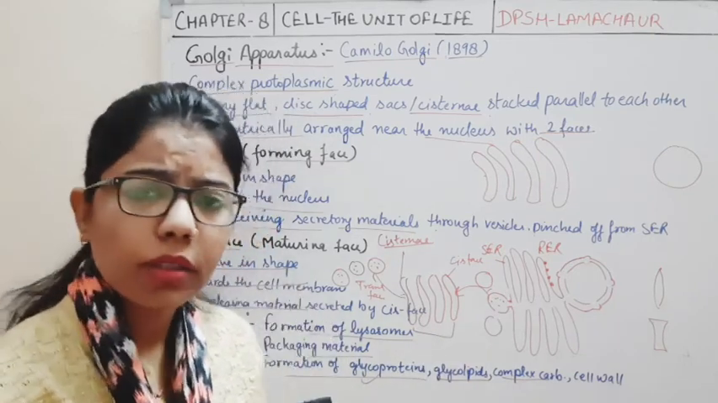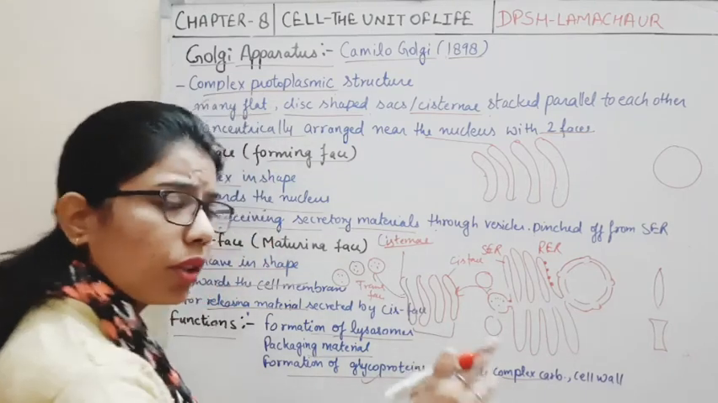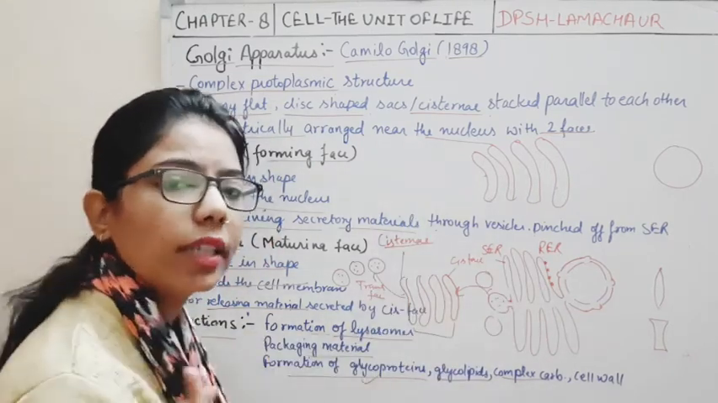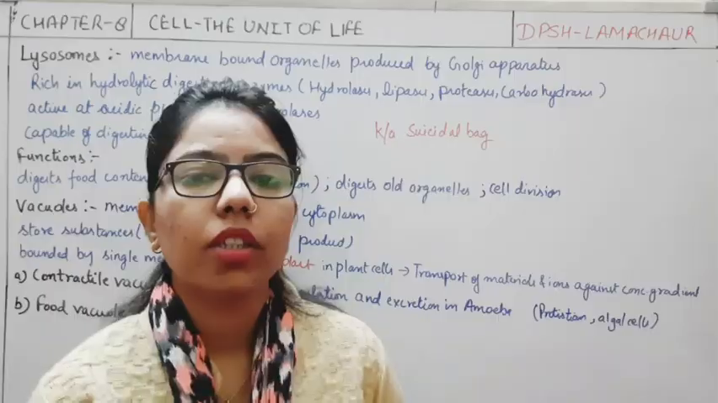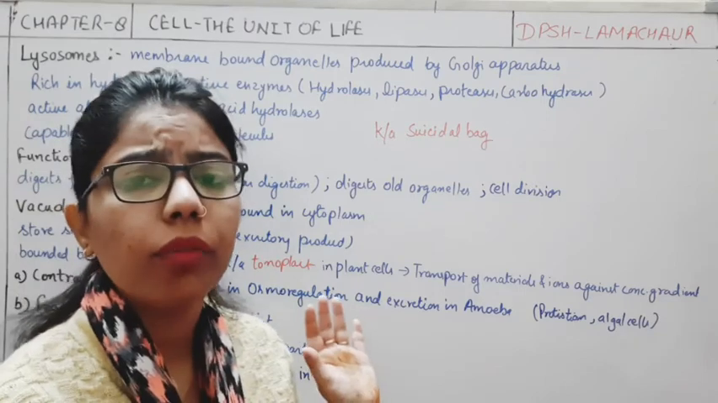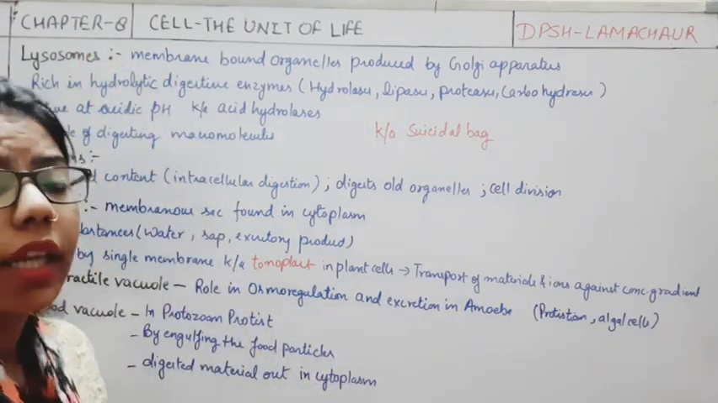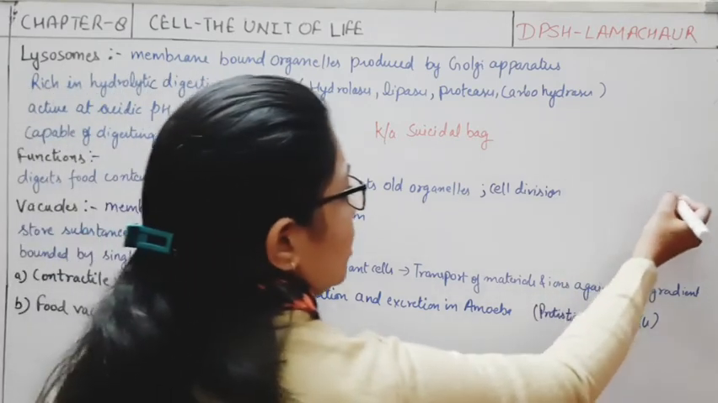Glycoproteins, glycolipids, phospholipids. So we can say that this will be helpful for the formation of the cell wall also in the case of a plant cell. Now we will start with another component of the endomembrane system. It is the lysosomes.